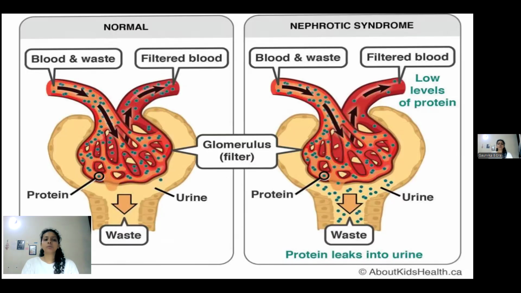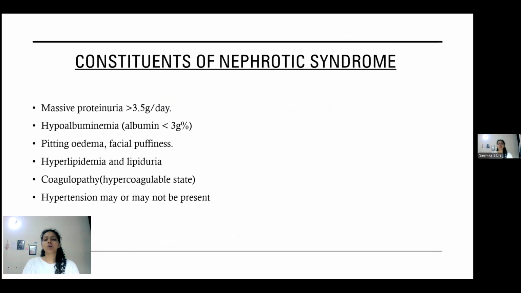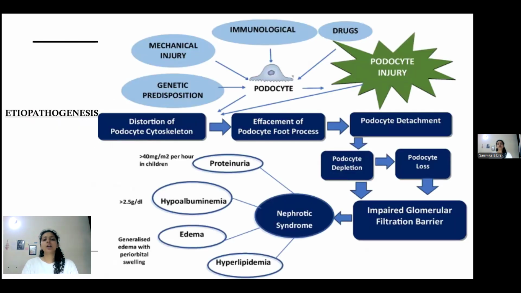As we can see, in normal, the blood and waste are filtered and the protein is not leaked, whereas in nephrotic syndrome, the protein is leaked into the urine. Constituents of nephrotic syndrome include massive proteinuria more than 3.5 gram per day and hypoalbuminemia, that is, the main protein excreted is albumin. So albumin levels are less than 3 gram per cent, with pitting edema, facial puffiness, hyperlipidemia and lipiduria, and coagulopathy. Hypertension may or may not be present.